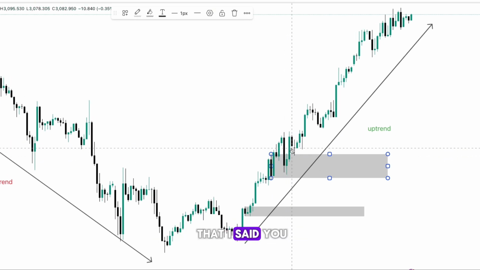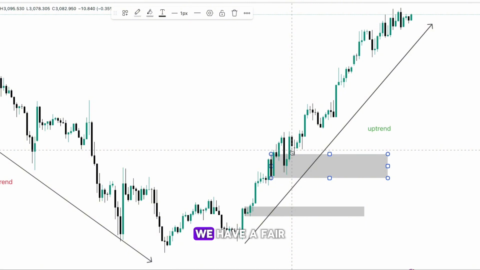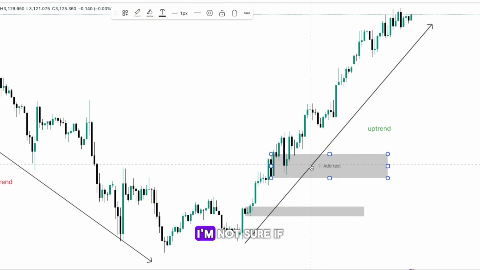What are the things that I said you need to understand? Fair value gap and order block. And you need to get a pen and write that down because it's very, very important. So after price reacted from this order block here, we have a fair value gap here. I'm not sure if you can see that, but let me mark that out for you so you can see.